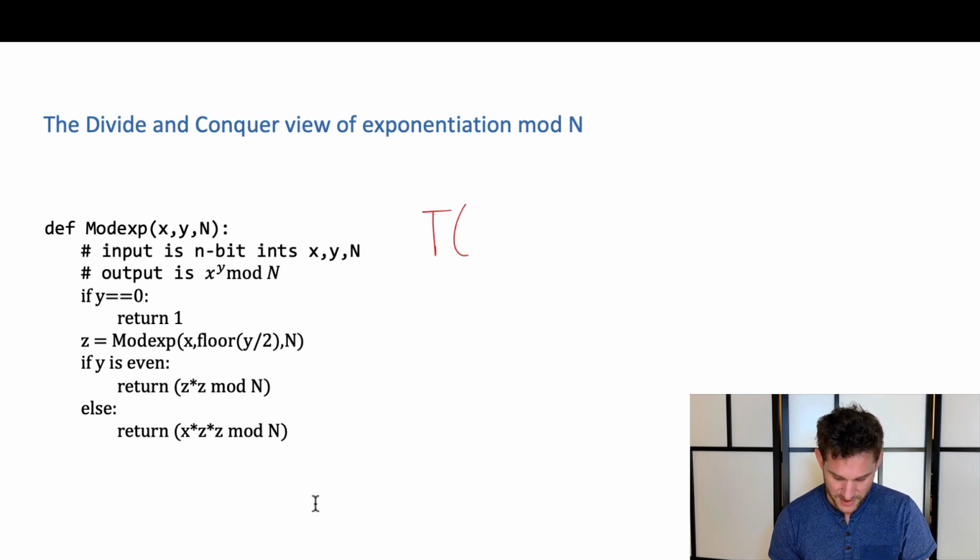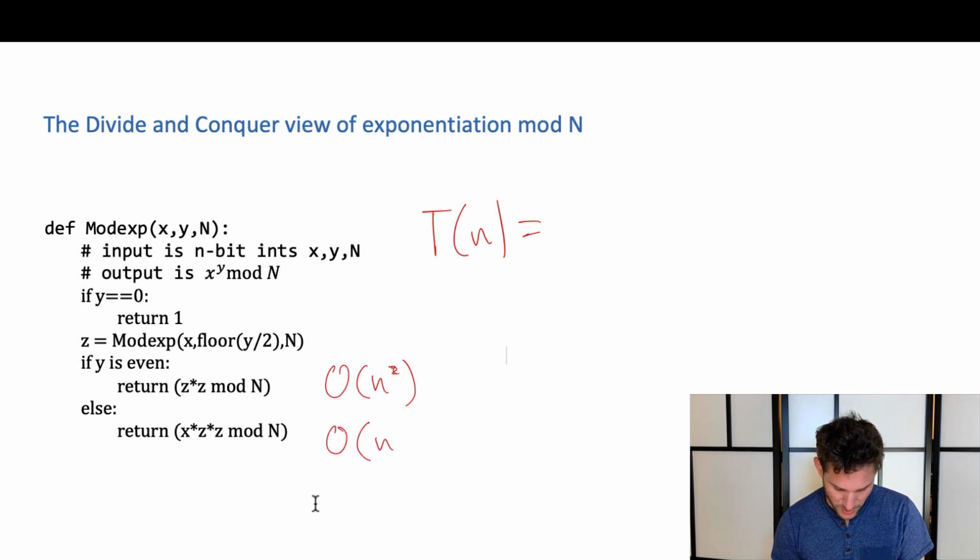If we write t of n here, n is the size of these integers. Maybe n is the size of y. Y is the thing that's going to be shrinking. You'll notice that each of these things requires a multiplication of two n-bit integers, right? Z times z. Z is going to be an n-bit integer. This requires 3 multiplications, let's say. But again, this is still going to be on the order of n squared. We can just use our standard multiplication algorithm.